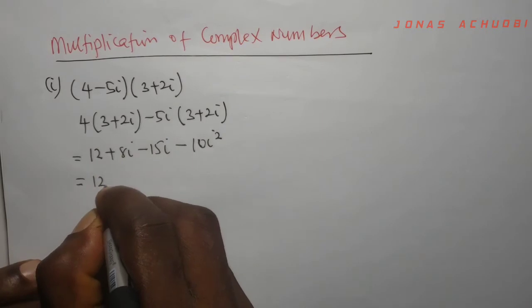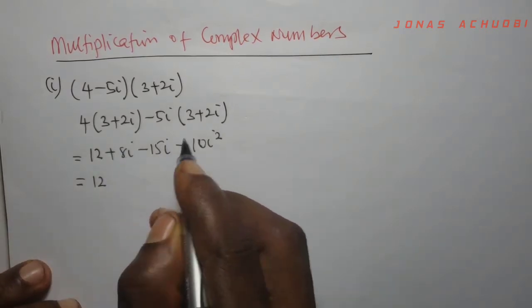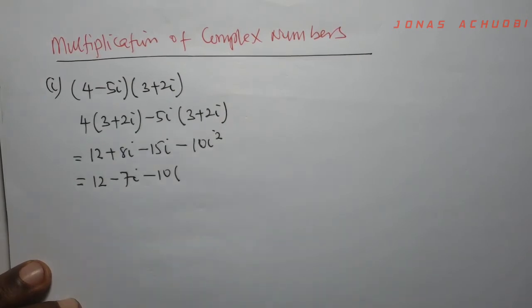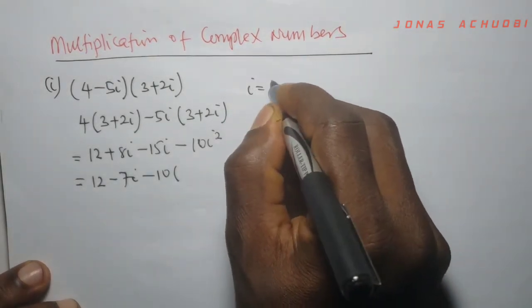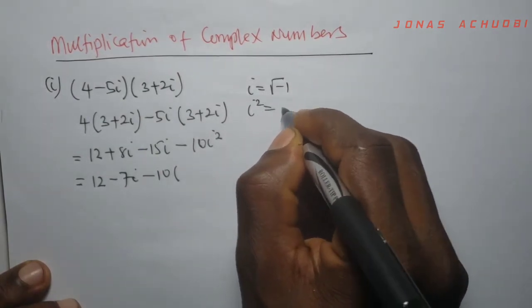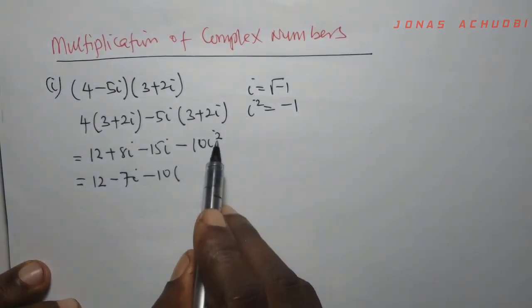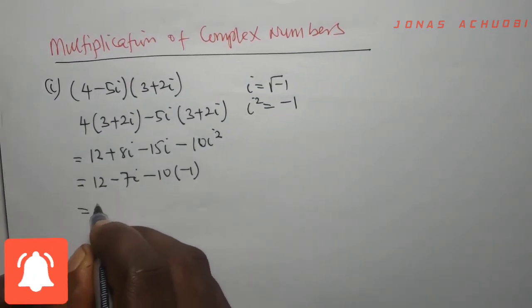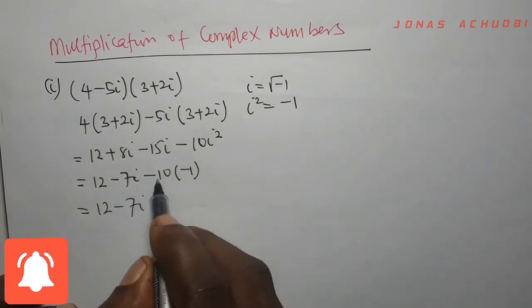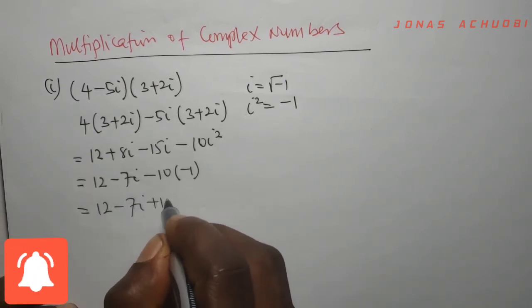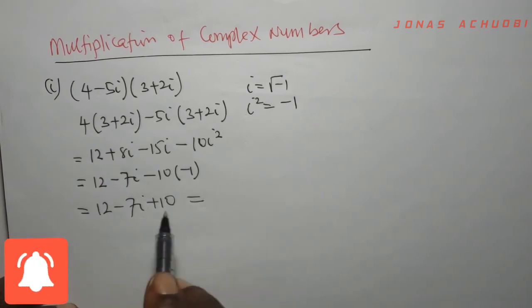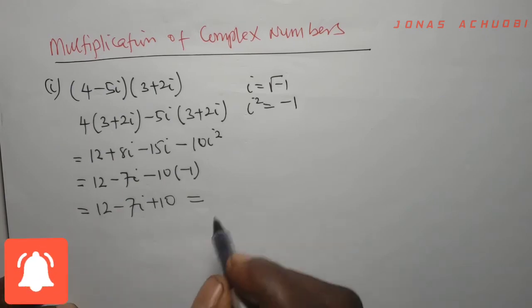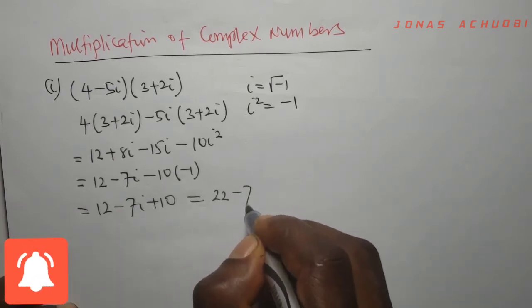So this is 12. 8i minus 15i is negative 7i, minus 10 times i squared. Now recall that i is equal to the square root of minus 1, and i squared is equal to what? Minus 1. So i squared is nothing but negative 1. With this in mind, this becomes 12 minus 7i, so that minus 10 times minus 1 is plus 10. And this gives us two real parts and one imaginary part. We add up. So 12 plus 10 is 22 minus 7i.